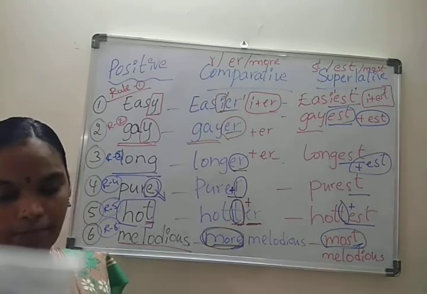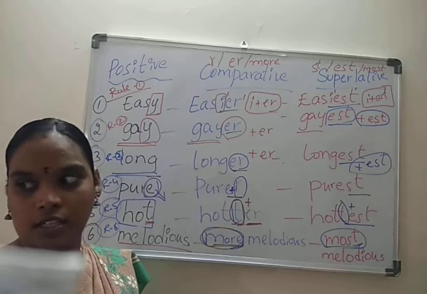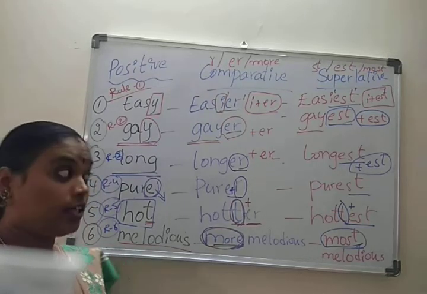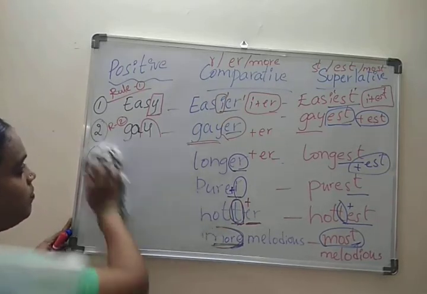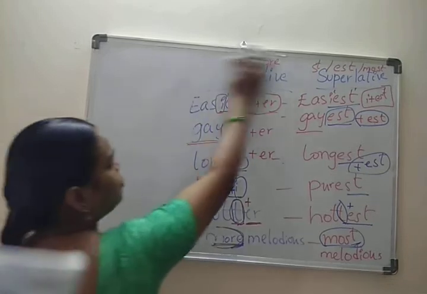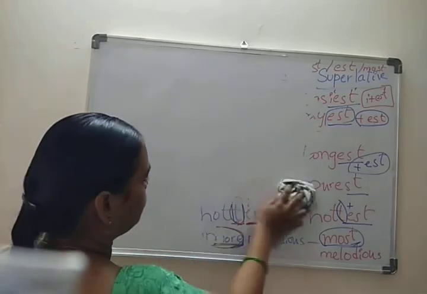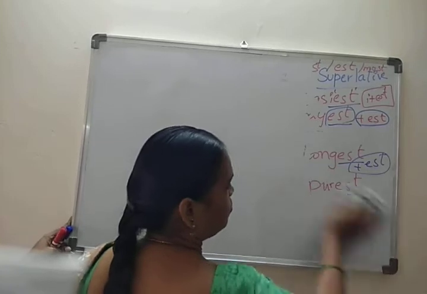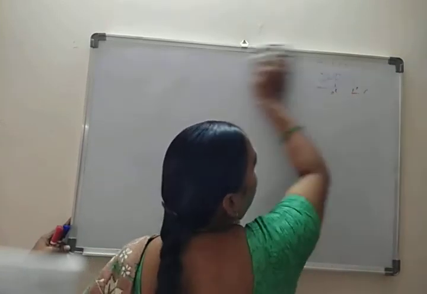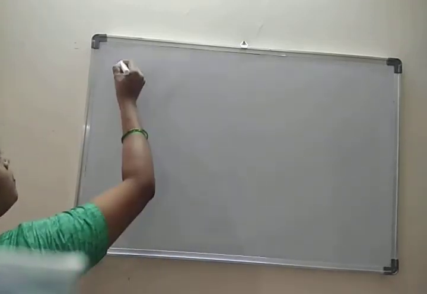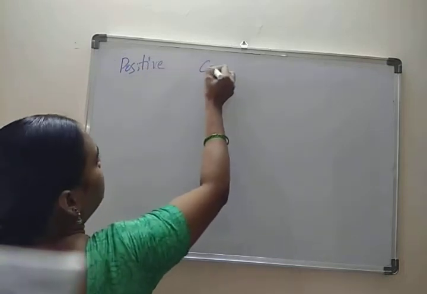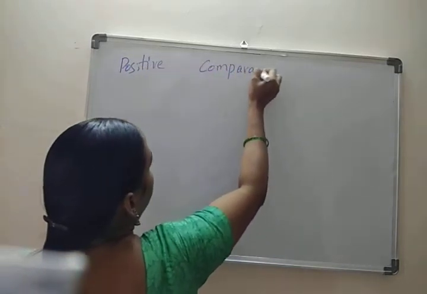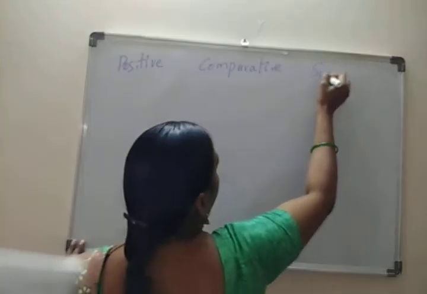This is about degrees of comparison. Here, these words follow these rules. But some adjectives are there that do not follow any rules. How do we write those adjectives in the degrees of comparison? Example: positive, comparative, and superlative.